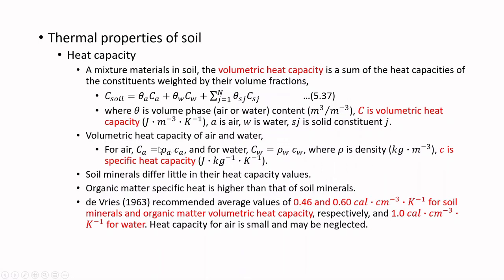So if you take the density of air multiplied with the specific heat capacity of air, you will change the kilogram into meter cube, because this rho, the density of air, is kilogram over meter cube. So you can cancel out the kilogram and replace it with the meter cube when you multiply with the density of air. So that's why C_A equals rho_A multiplied by c_A.